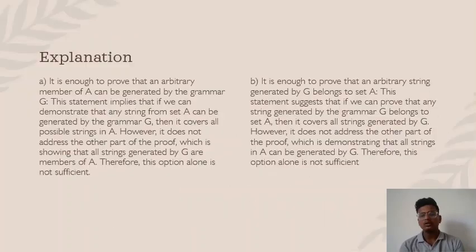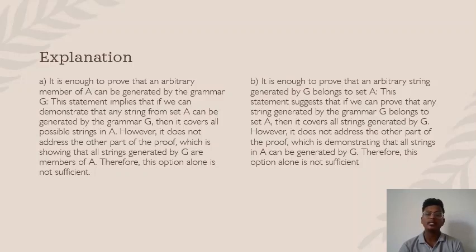So let's see the explanation of these options. Option A states that it is enough to prove that an arbitrary member of A can be generated by the grammar. This statement implies that if we can demonstrate that any string from set A can be generated by the grammar G, then it covers all possible strings in A. However, it does not address the other part of the proof, which is showing that all strings generated by G are members of A. Therefore, this option alone is not sufficient.